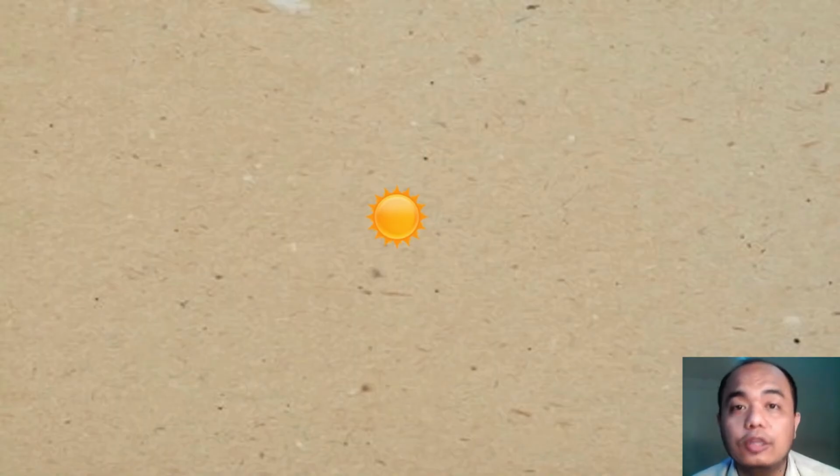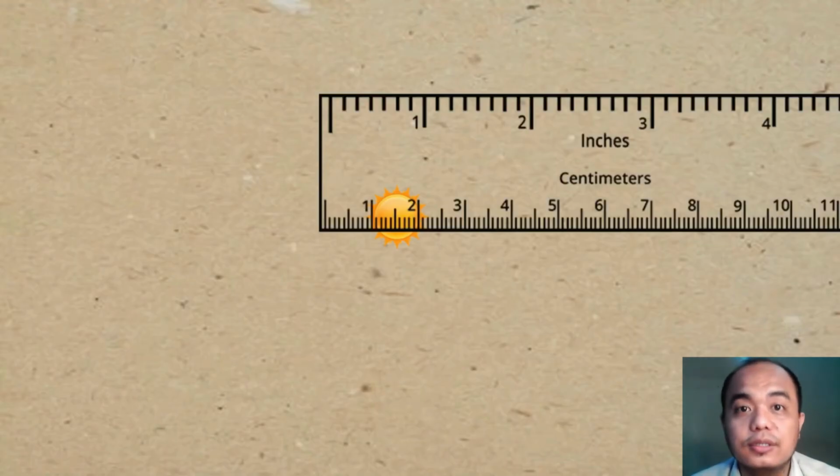Pero dito, magmamark muna tayo. We will use mark first in labeling our planets. Hindi muna tayo gagawa ng mga planets, class, kundi mamarkahan na muna natin kung saan natin ilalagay yung ating planets later on. So we will use a ruler, okay, as you see here. So we will construct first the location of the Earth. Now, ito yung sun natin.